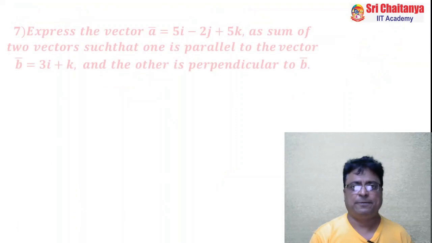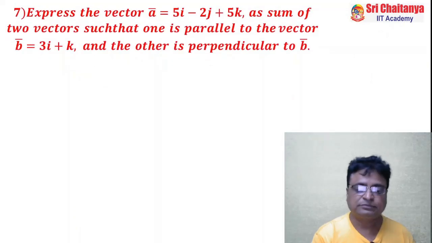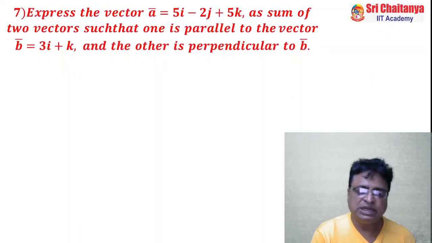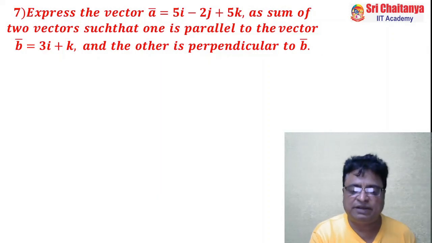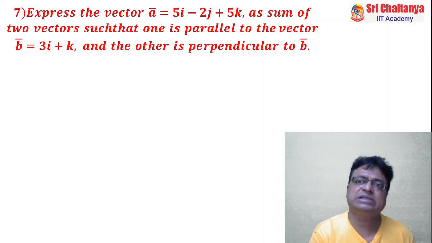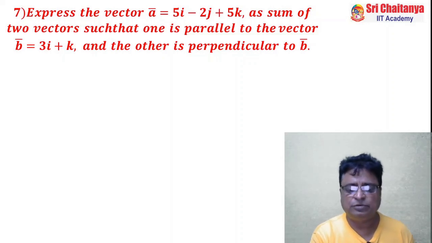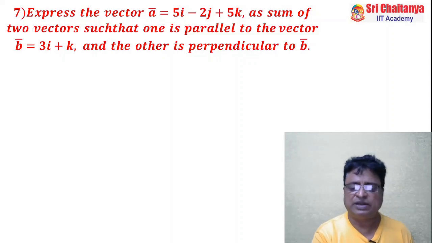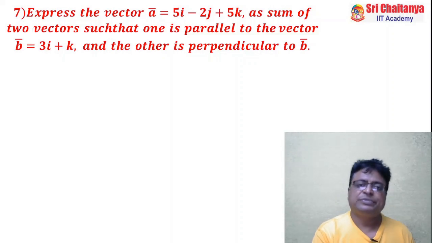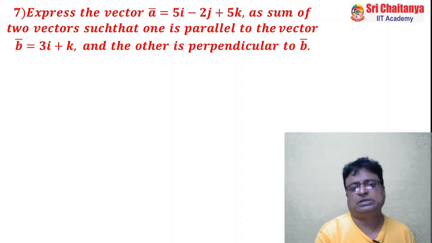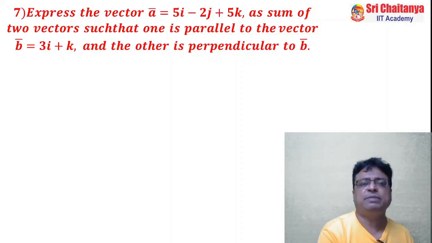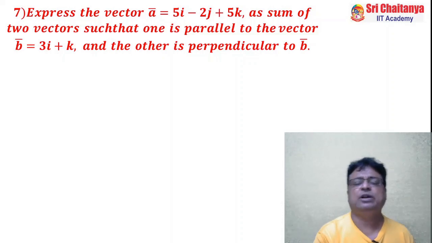Okay. Now coming to the 7th problem. Read the question properly. Express the vector A bar equal to 5i minus 2j plus 5k as the sum of two vectors such that one is parallel to the vector B bar and the other is perpendicular to B bar. So listen to it very carefully. Express a vector A bar as the sum of two vectors such that one is parallel to vector B bar and another is perpendicular to vector B bar.